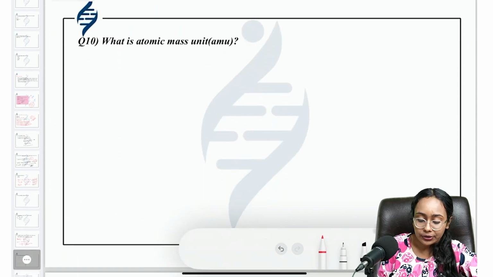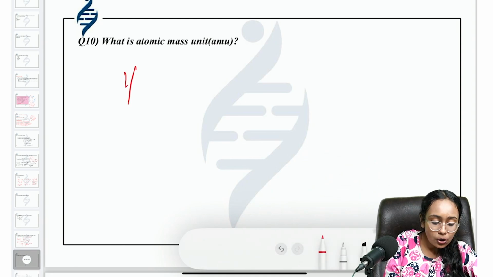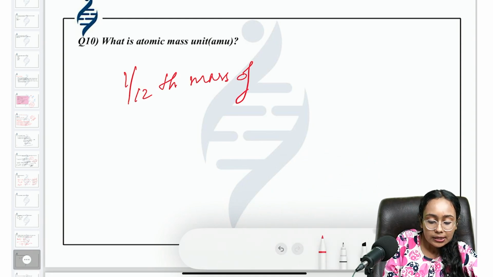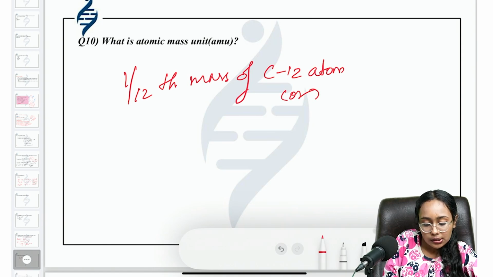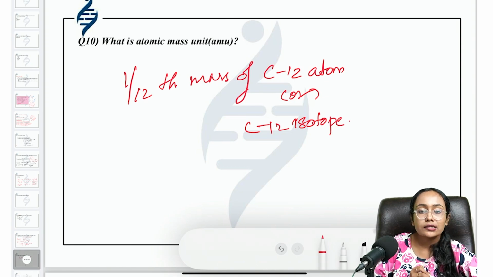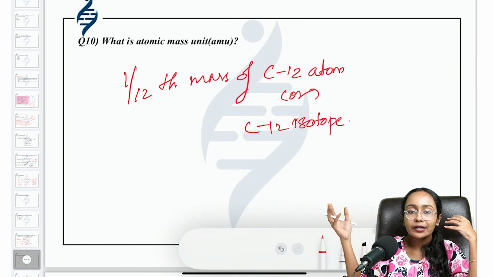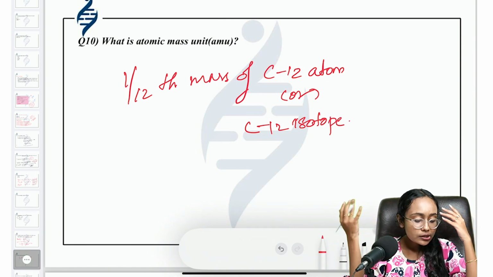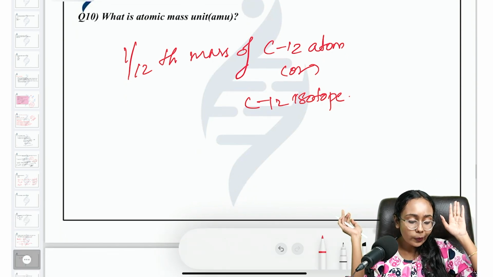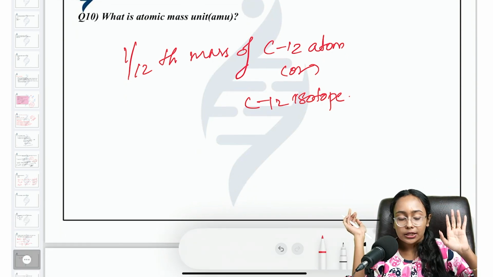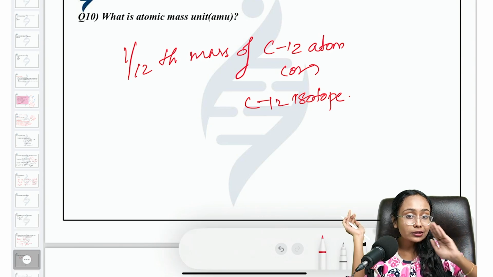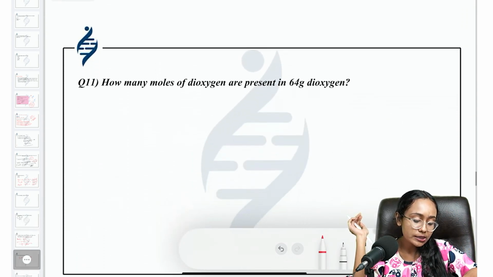What is atomic mass unit? It is 1 by 12th mass of C12 atom or C12 isotope. I've told you the story of the isotope, the C12 isotope, the unified mass, the atomic mass unit in detail. So it will be easy for you. When it is asked about the atomic mass unit, just tell it is 1 by 12th mass of a C12 atom. It is expressed in AMU or U, which is unified mass.